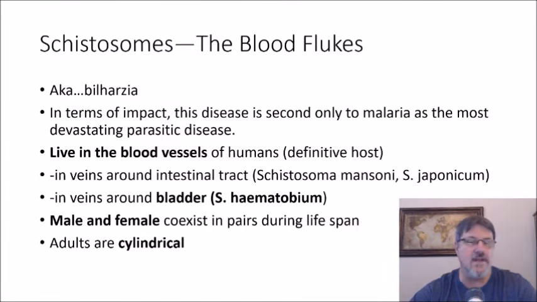In the veins around the intestinal tract, you'll find Schistosoma mansoni or Schistosoma japonicum. And then there's the bladder fluke. Schistosoma haematobium can be found in the veins around the bladder. Now, unlike the other trematodes that we've talked about, there is a male and a female. They are not hermaphroditic. The male and female coexist in pairs during the lifespan. And unlike the other trematodes, they are not flat and leaf-like. They are cylindrical.